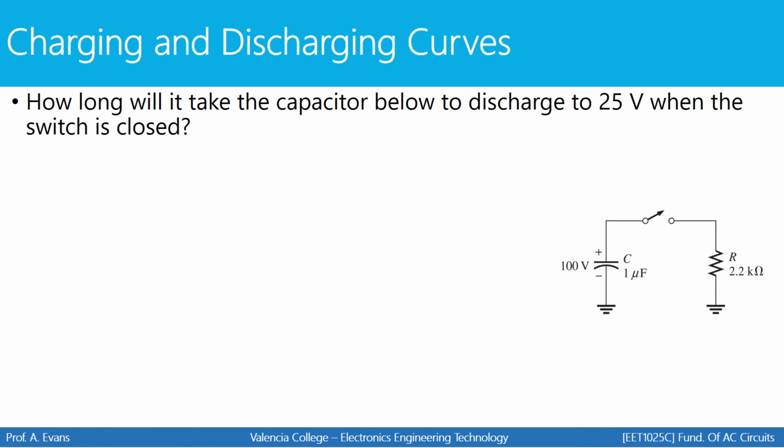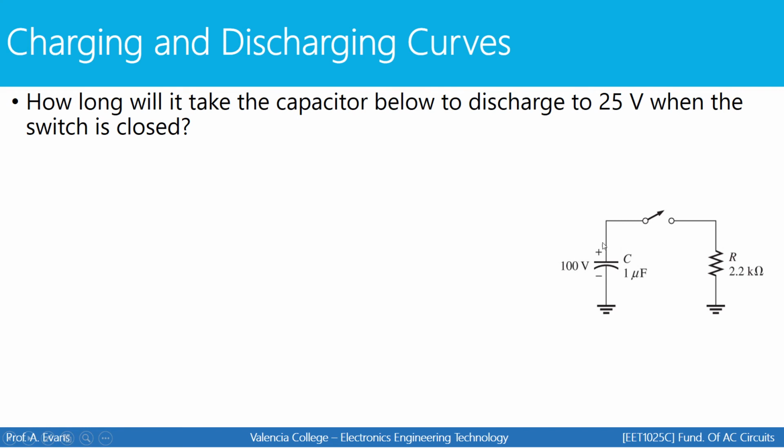So here's another example. The question is, how long will it take the capacitor below to discharge to 25 volts when the switch is closed? Now, before we start calculating anything, take a close look at what this circuit is. It's a capacitor. There's no voltage source, but the capacitor is labeled. It's labeled as 100 volts. So I can take that to mean that this capacitor has been charged to 100 volts, and this is going to be a temporary source of voltage once that switch is closed.